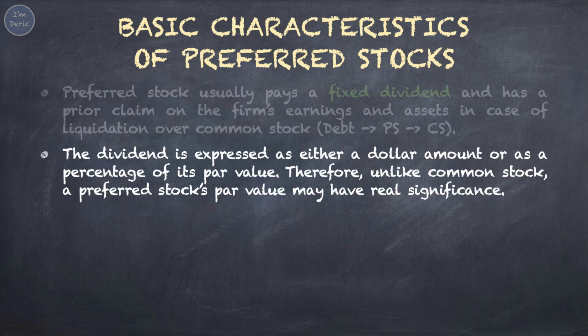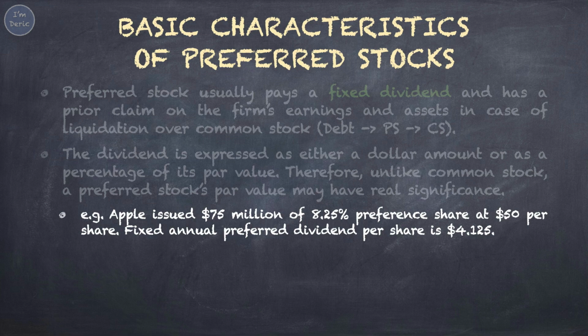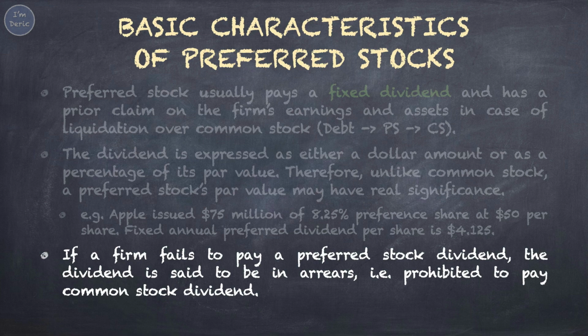The dividend is expressed as either a dollar amount or as a percentage of its par value. Therefore, unlike common stock, a preferred stock's par value may have real significance. For example, if Apple issued $75 million of 8.25% preference share at $50 per share, taking 8.25% times $50, then the fixed annual preferred dividend per share is $4.125. If a firm fails to pay a preferred stock dividend, the dividend is said to be in arrears. Then the company is prohibited to pay common stock dividend.